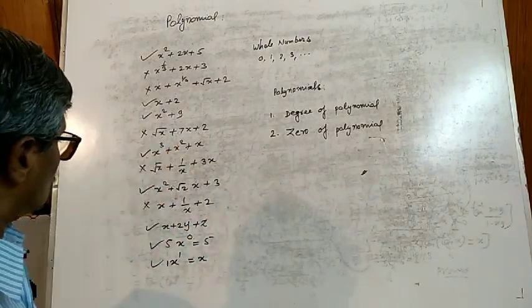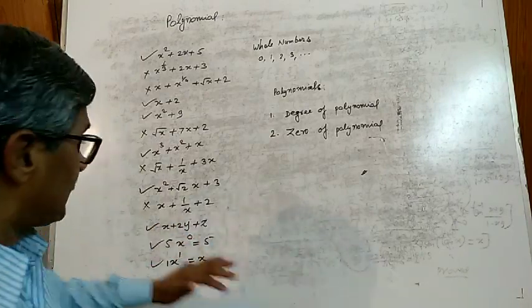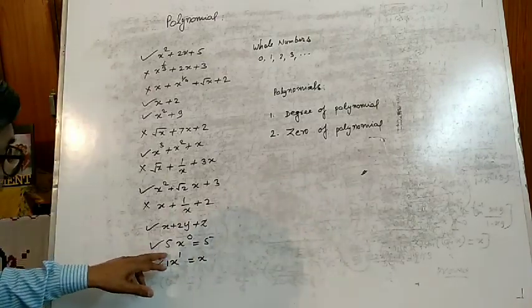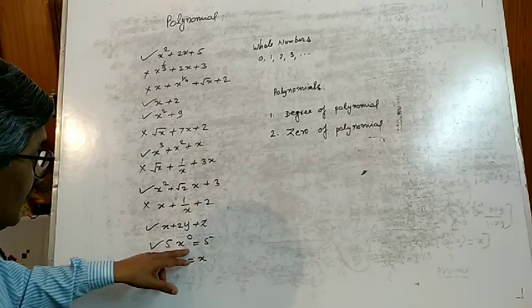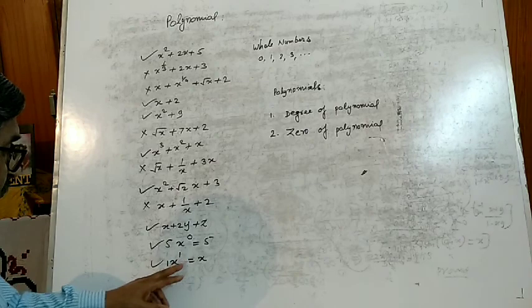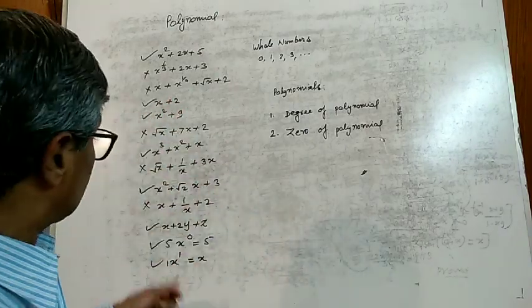So degree is 2. Here this is 3 variables. So we are not going to decide for this one. Here we find that highest exponent is 0. So here the degree is 0. And here highest exponent is 1. So degree is 1. This way we are deciding degree.